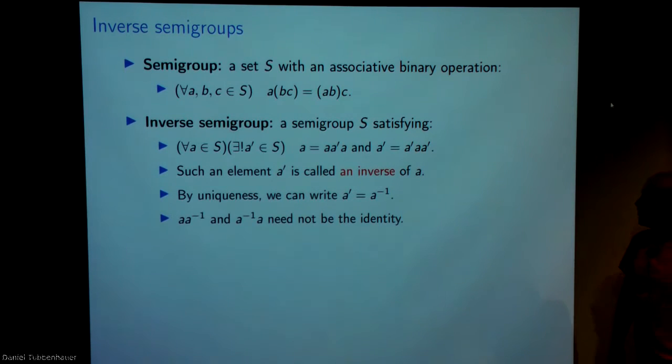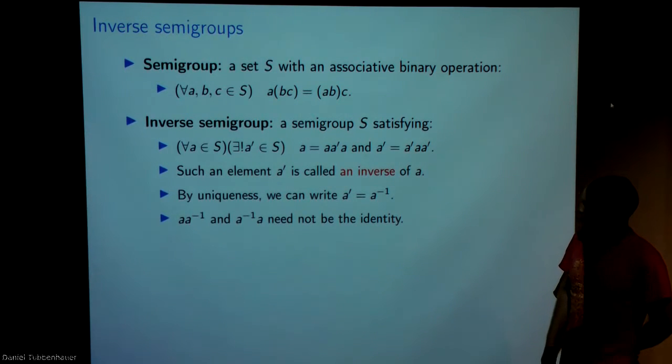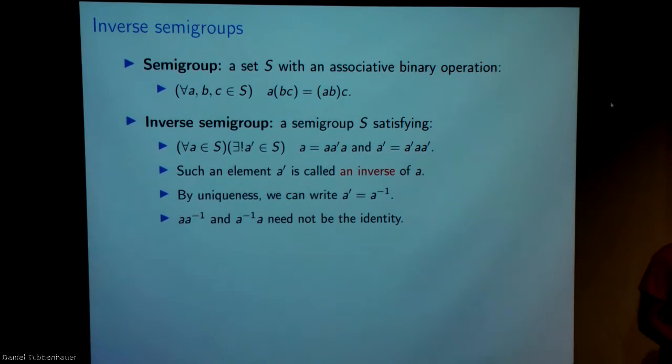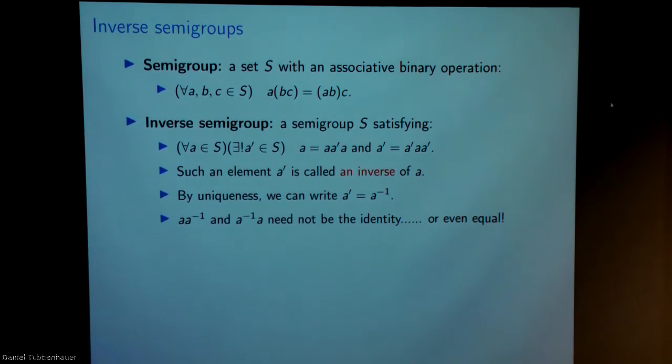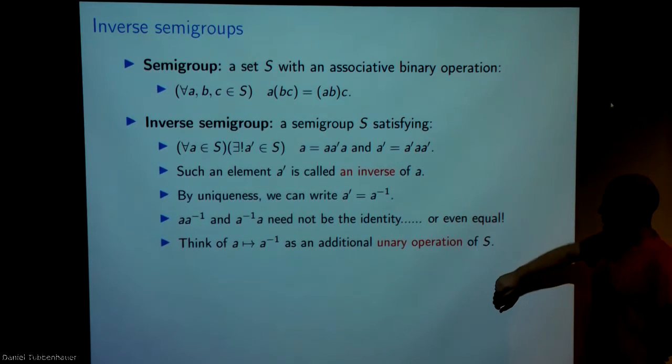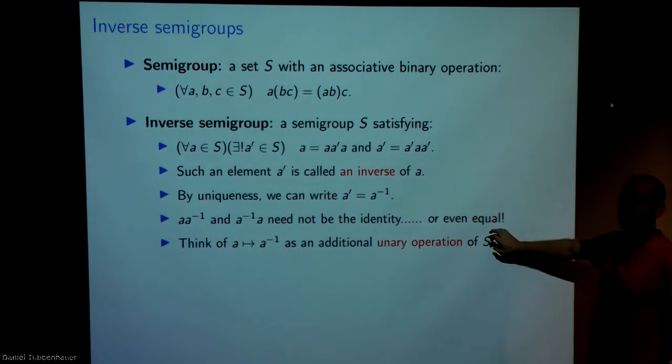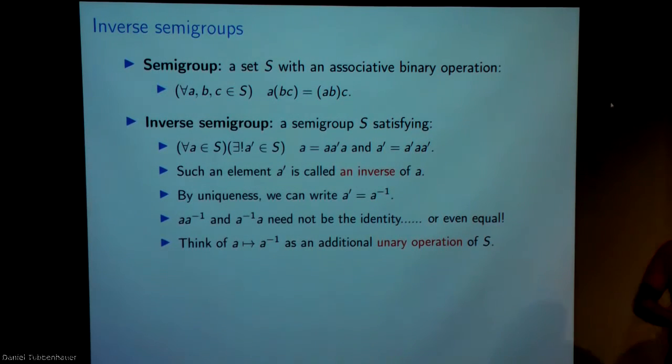Now, of course, we can form A inverse A and A A inverse, but the semigroup might not even have an identity element, and even if it does, these don't have to be the identity element, and they don't even have to be equal necessarily. So think of something like an exponential function and a log function. You compose them in two different directions, and you're not going to get the same map. So it's important for later to think of this as a second operation on S. Think of S as an algebra that has a binary operation and a unary operation.